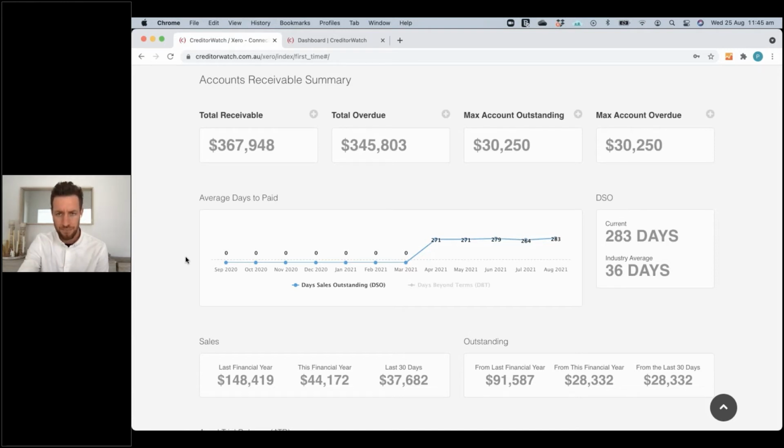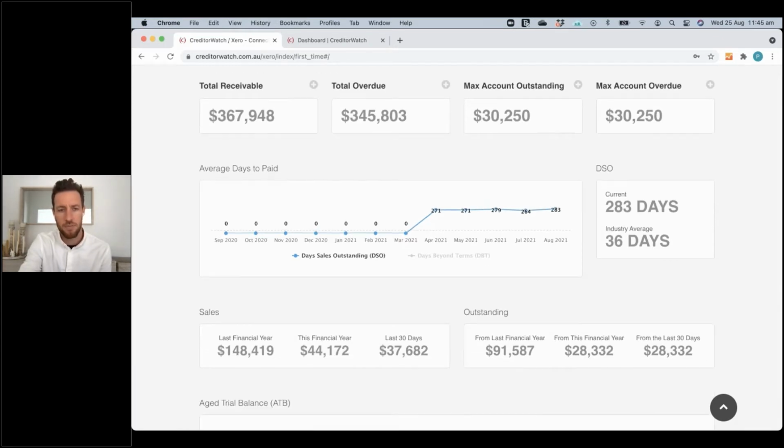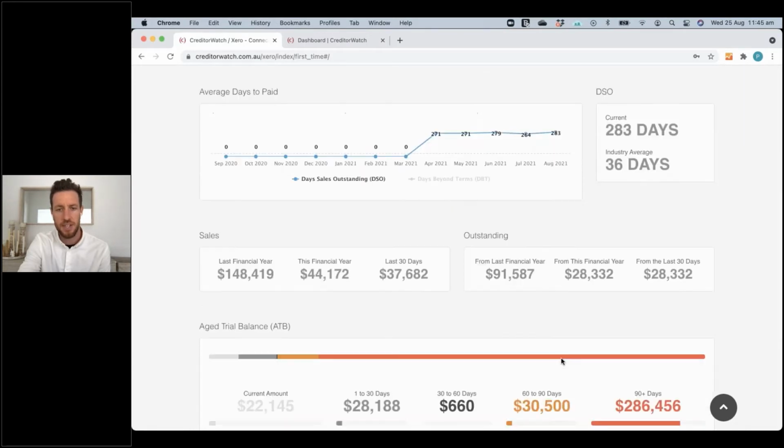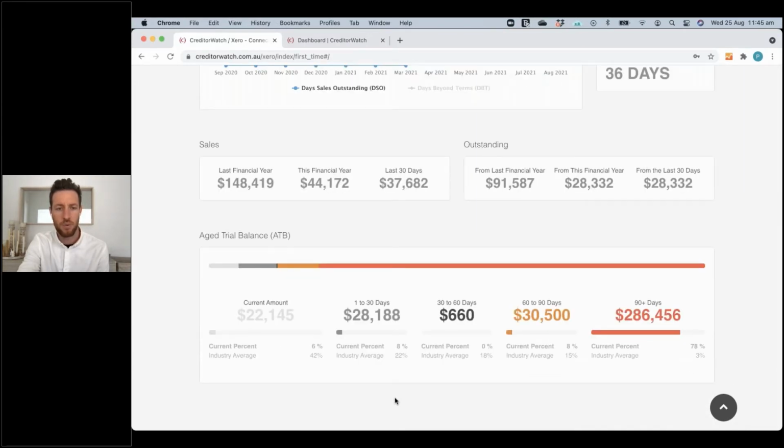So we can see there's already some fairly important or critical things that we need to be considering, which is the max outstanding and overdue. Some other sales numbers coming in down the bottom, some outstanding numbers, and of course your aged trial balance. So where is this sitting in terms of the aging? How much is in current, 1 to 30, 30 to 60, 60 to 90, and then 90 plus.